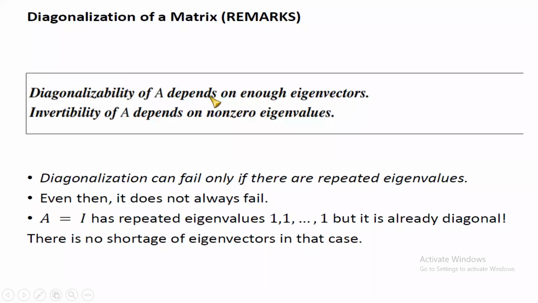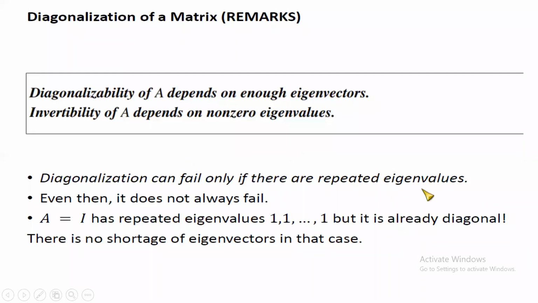So diagonalizability of A depends on enough eigenvectors. We should have enough eigenvectors. Invertibility of A depends on non-zero eigenvalues. If you have non-zero eigenvalues, then only A is invertible. Diagonalizability of A depends on enough eigenvectors. So diagonalization can fail only if there are repeated eigenvalues. Here it is not must. Please remember that this is not must.